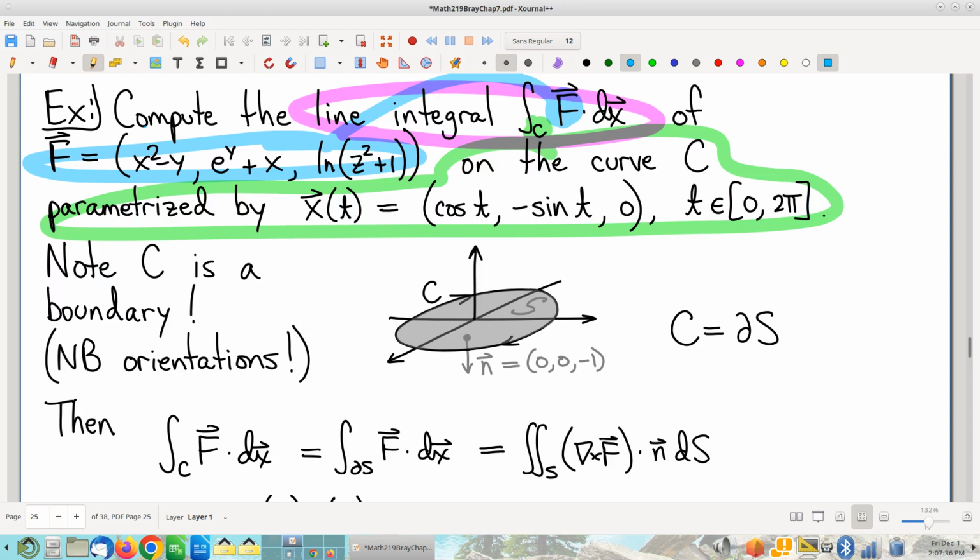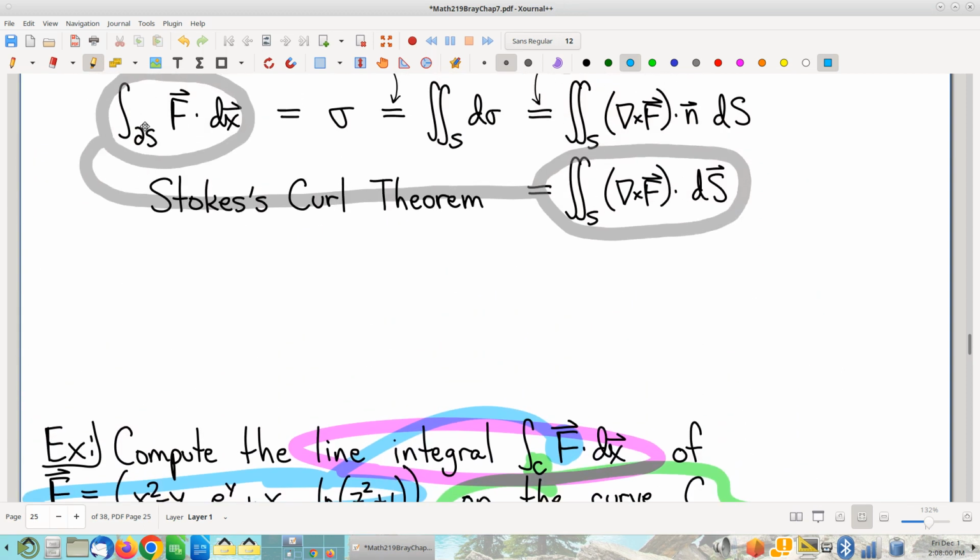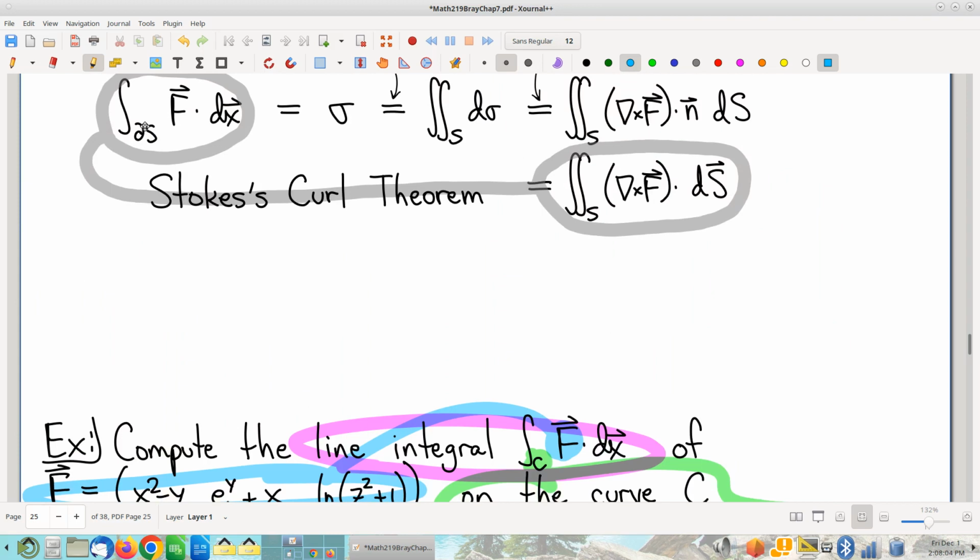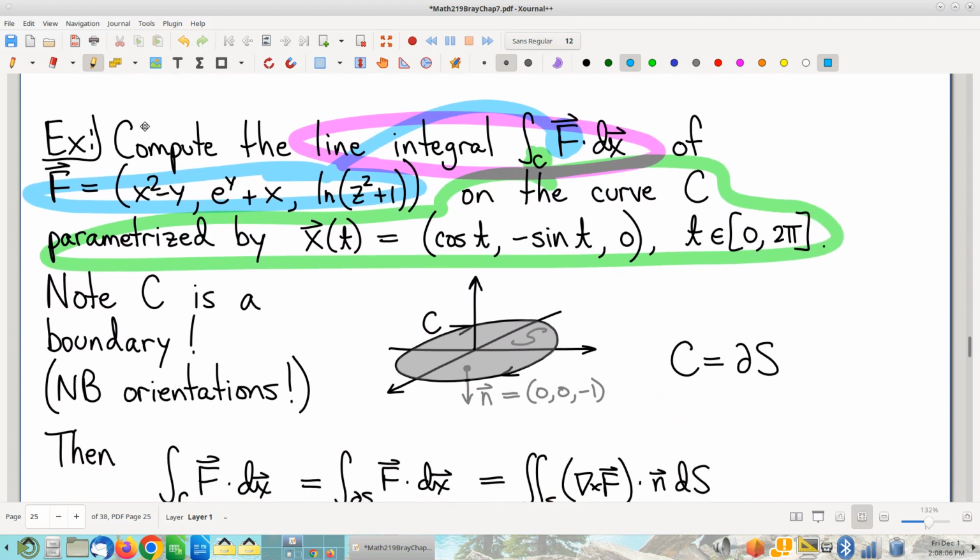Notice nowhere in the statement of the question did it tell you which of your tools to use, right? So you're going to have to decide, and you're going to have to make clever decisions. Wait a minute, should I pull back through the parameterization? It's a line integral. Maybe I should use the fundamental theorem of line integrals. Tempting, right? On the other hand, it's a line integral that immediately follows my statement of Stokes' curl theorem. Maybe we should use Stokes' curl theorem, right? So we do have several options. That's the first observation I want to make.